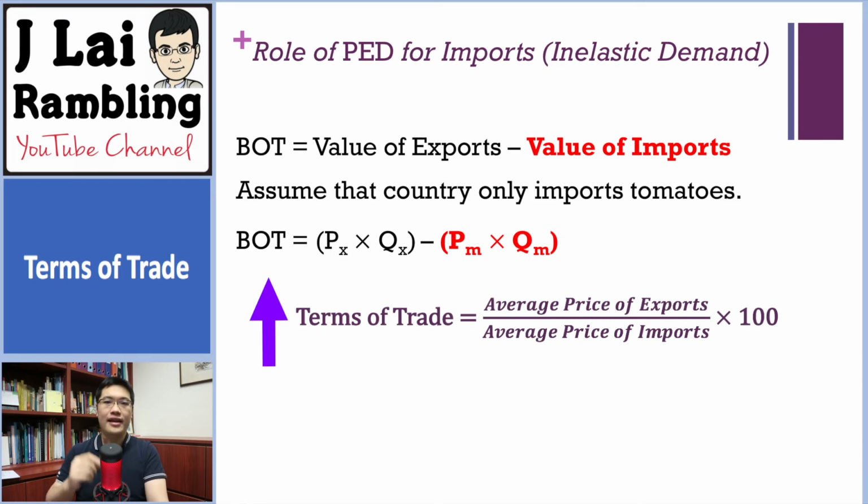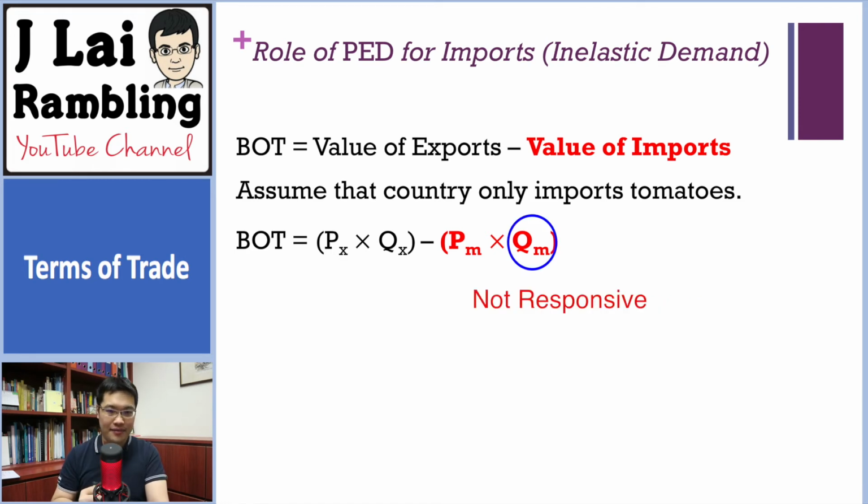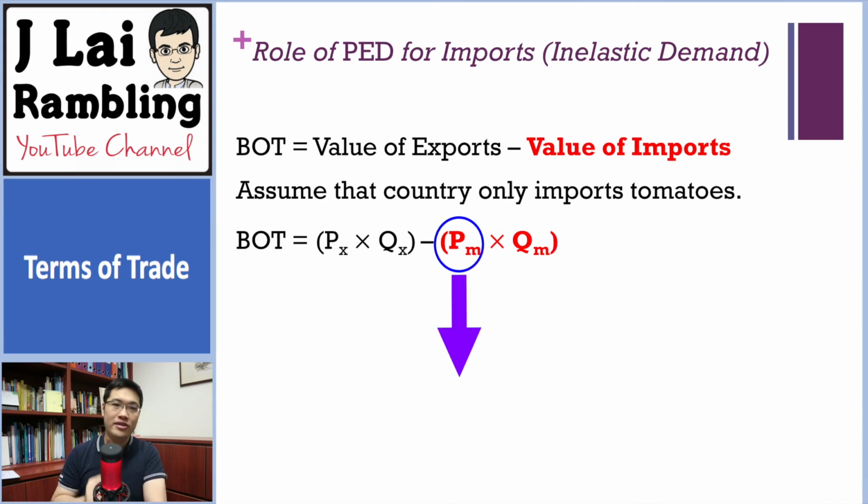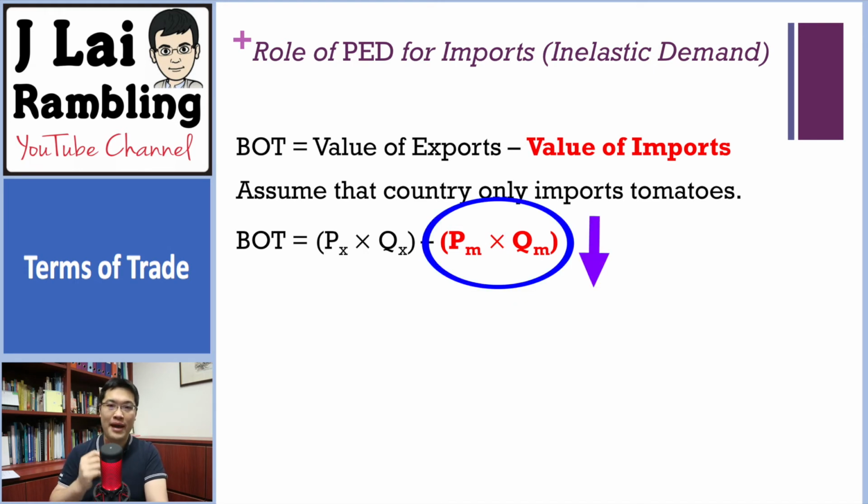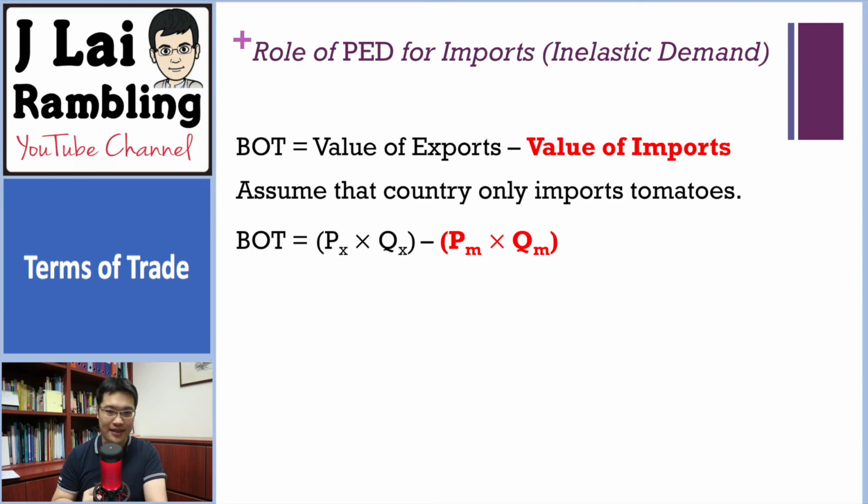And given that the demand is inelastic, a decrease in the price of imports means that the quantity of imports demanded will be proportionately less than the decrease in price. Hence, the value of imports will be smaller than if the demand for imports is elastic. And therefore, there is an improvement in the balance of trade.